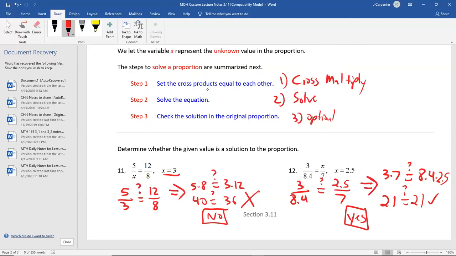Again, we didn't find the solution. We were told what it may or may not be and asked to check it. So we checked it. Boring, more of the same. Let's move on.